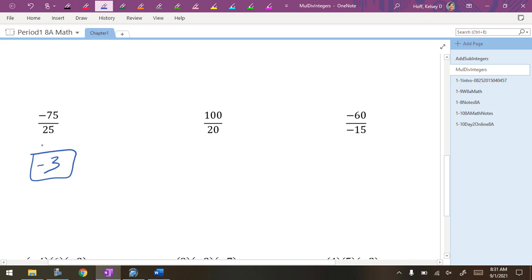$20 bills. You need to count your $20 bills till you get to 100. Everybody think. Don't shout an answer yet. How many $20 bills would you have to hand me for $100? 5. Positive or negative? Positive. Do you guys agree or disagree with him that it's a positive 5? I agree. Good job.